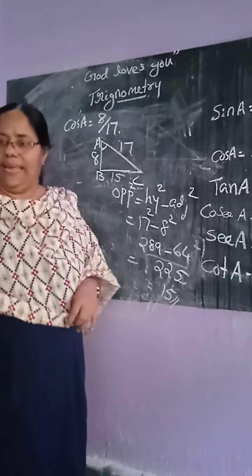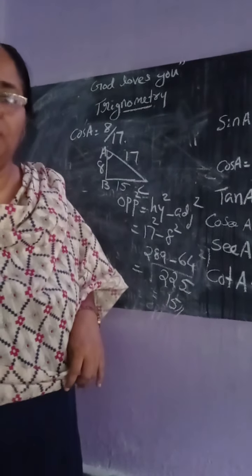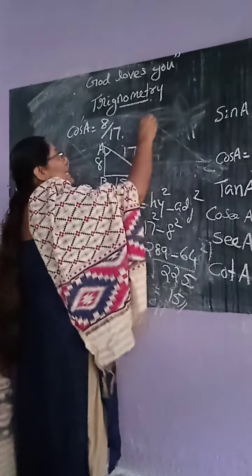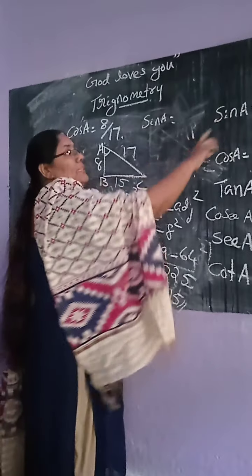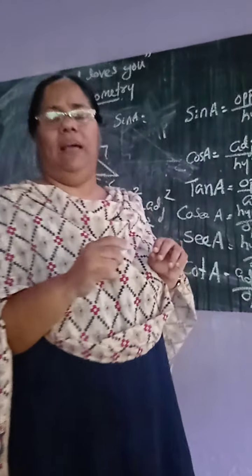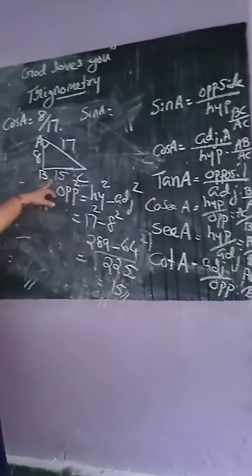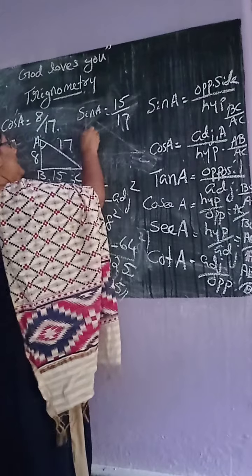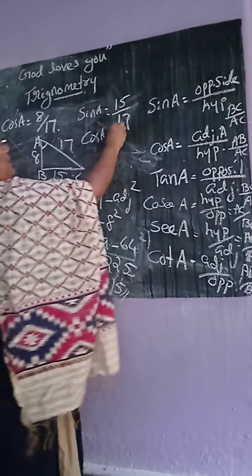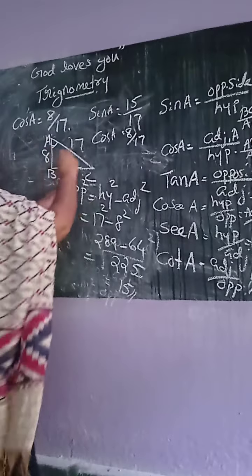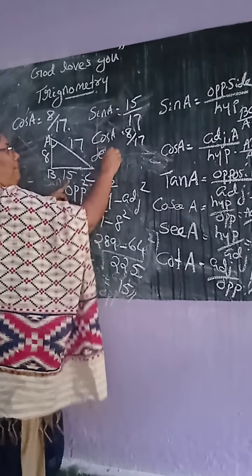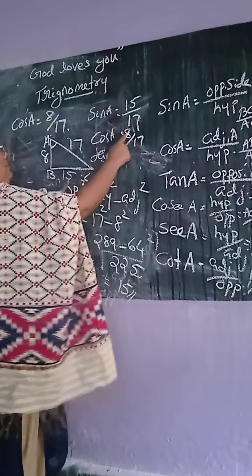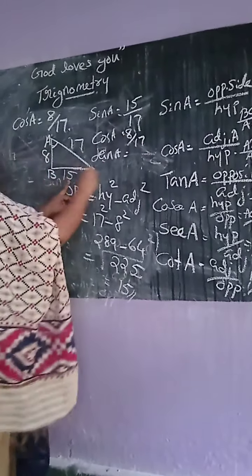Understand? Now take the T ratios. What's the first ratio? Cos is given, therefore the first one is sin A. Sin A is equal to, write the formula, opposite by hypotenuse. Very important, write the formula. Which is the opposite here? 15 by 17. Then cos A is directly given, 8 by 17. Then what is tan A? Tan A is actually sin by cos.